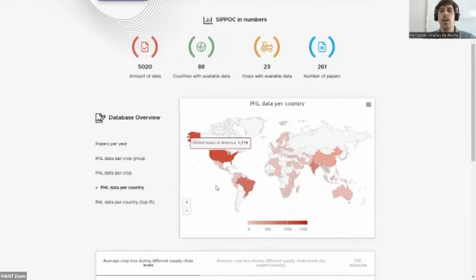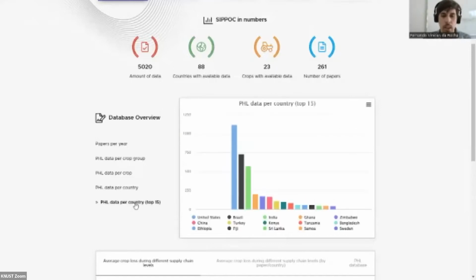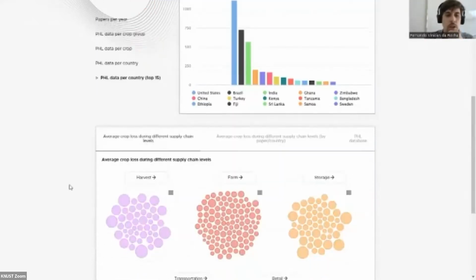So our idea is to map post-harvest loss indicators as much as we can for different crops and different countries. In the last version, the United States, Brazil, India, Ghana, and Zimbabwe are the top 5 countries with post-harvest loss information included in our database.